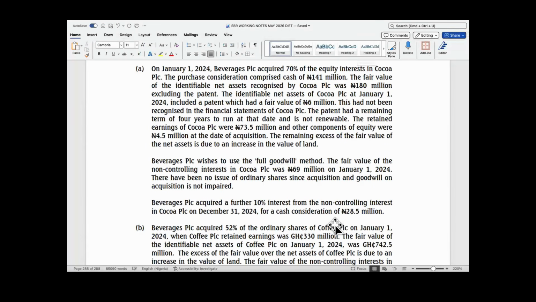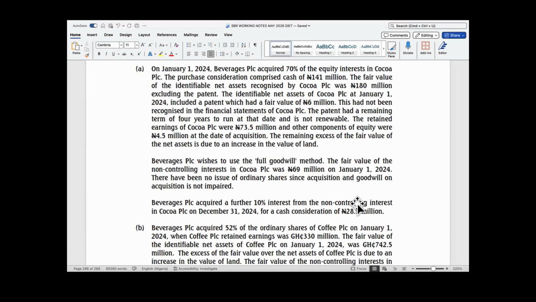Okay, so if I understand it clearly, we're going to do 28.5, which is how much we paid for 10% from NCI. We're not going to compare that with the decrease in NCI. Right? Okay, so how do you determine decrease in NCI? If you had revised your note, how would you determine decrease in NCI?